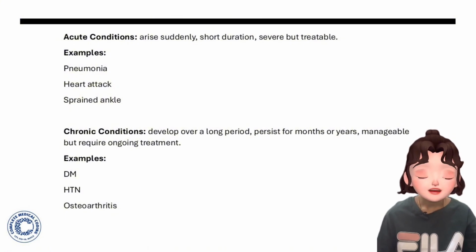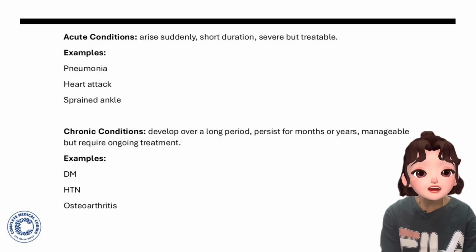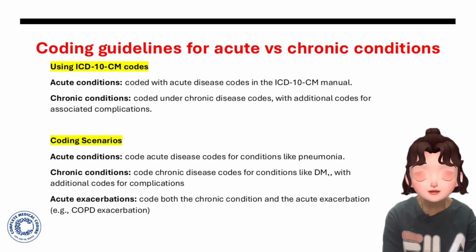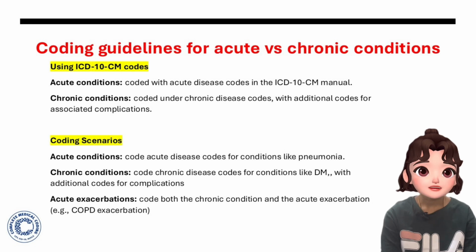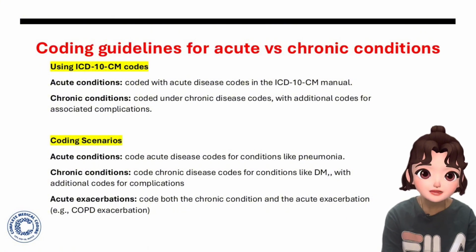Okay. So these are the examples: DM, diabetes, hypertension, osteoarthritis. All these are chronic conditions, but they require continuous treatment. Okay. Now let's see how to code. What are the coding guidelines for acute versus chronic conditions? How to code acute and chronic conditions. Okay. How to code acute conditions and how to code chronic conditions.